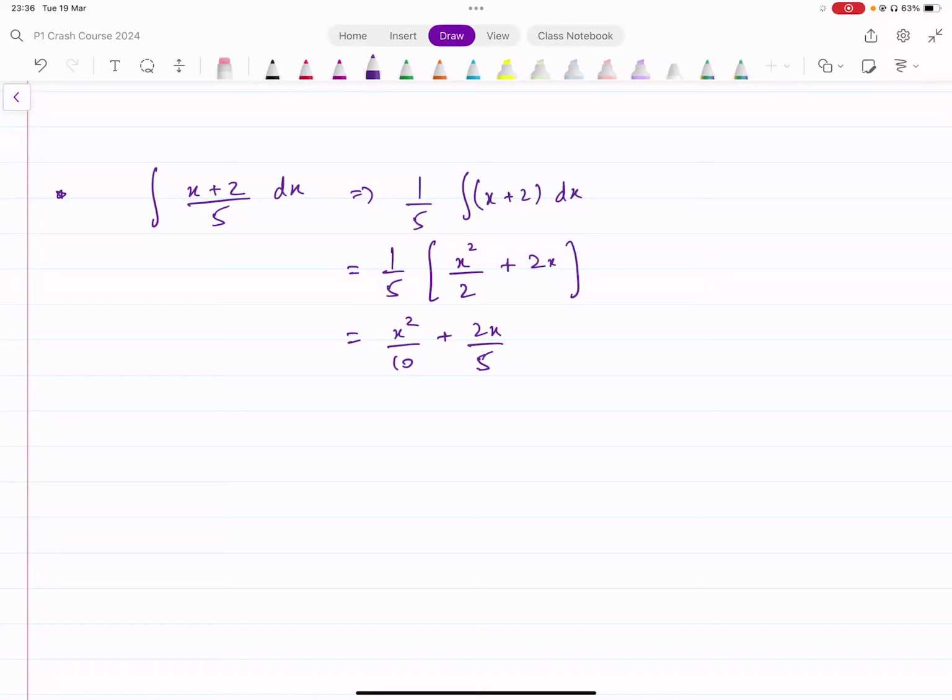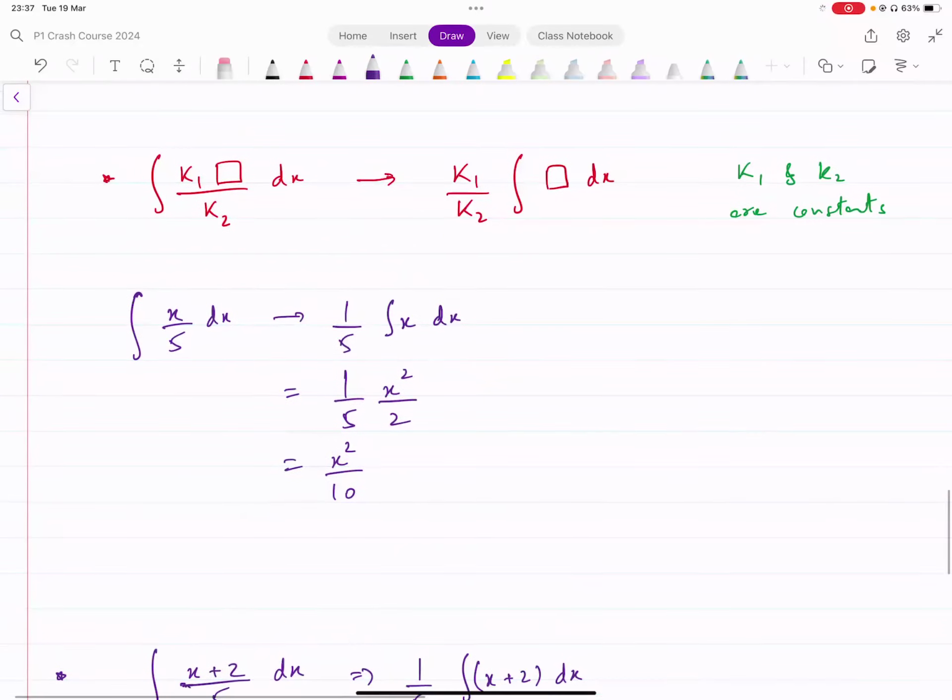Make sense? Any problem with this? Yes? Sir, why didn't you bring 2 outside as well? How do you bring 2 outside? We said if something is multiplying or dividing by the whole thing. Is 2 multiplying by anything or dividing by anything? Sir, it's being divided by 5 too. No, but only 2 is not being divided by 5. We also have x being divided by 5. So we can't divide 2 by 5 unless we evaluate x plus 2. So first we have to evaluate x plus 2, then we can divide, right? Okay, sir. All right. So that's how we integrate this thing.